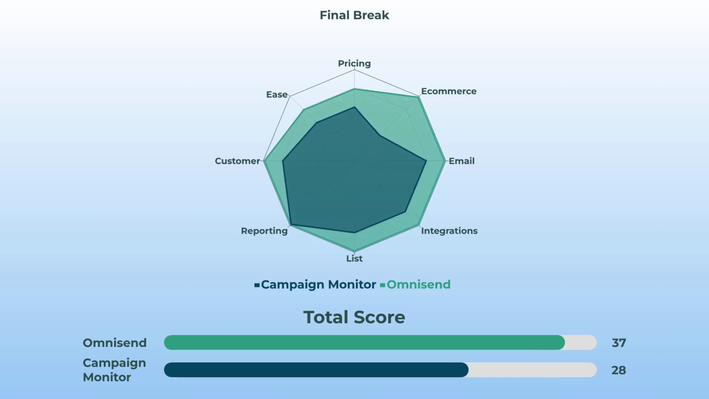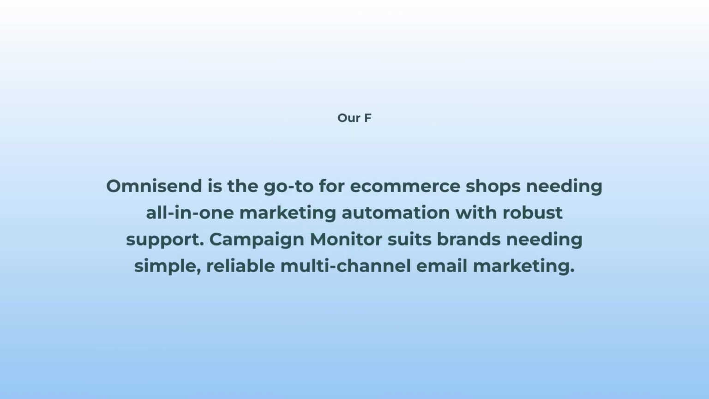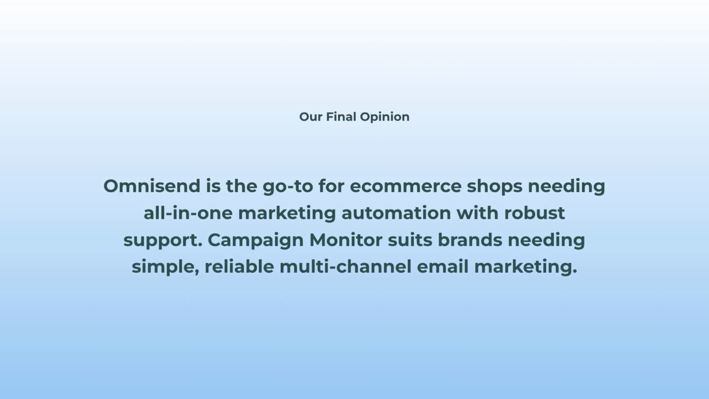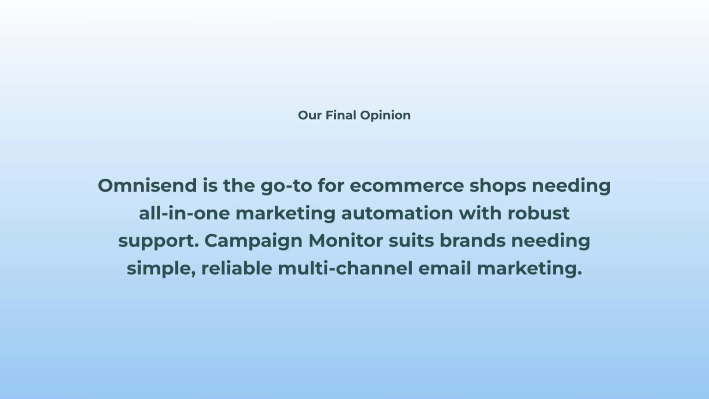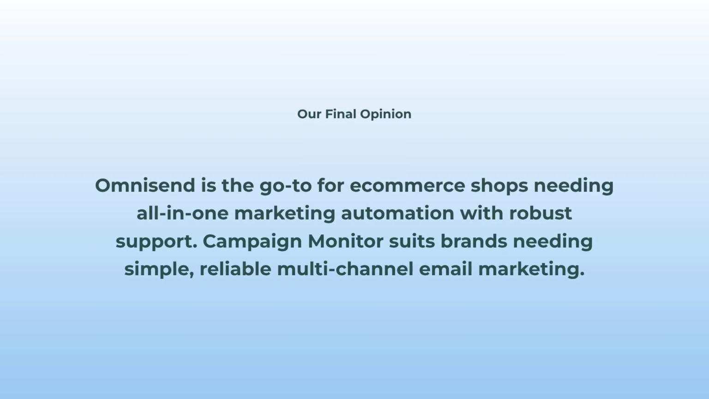So if you lay the scores out on a chart, Omnisend consistently lands ahead. It's basically sweeping the categories that matter for e-commerce and advanced marketing, while Campaign Monitor's holding its own for simpler, more general campaigns. Honestly, if you're running an online store and need all-in-one automation with loads of support, Omnisend is the clear pick. If you just want something simple and reliable for multi-channel email marketing, maybe you're not focused on e-commerce that much, then Campaign Monitor's worth checking out. But yeah, Omnisend is ahead for most heavy users.